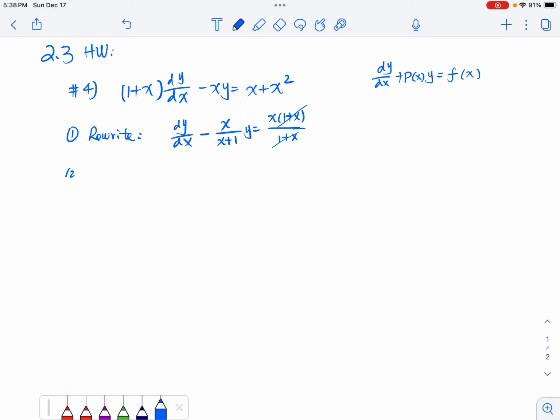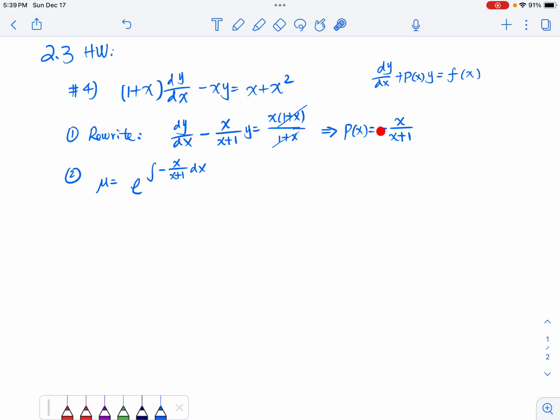Now, the second step, and by the way, from here, I hope that you recognize the P of x. P of x is equal to negative x over x plus 1. And now I need to integrate this to find the integrating factor. So the next step is to find the integrating factor, which is e to the integral of this P of x, which is negative x over x plus 1 dx. So we need to integrate this.